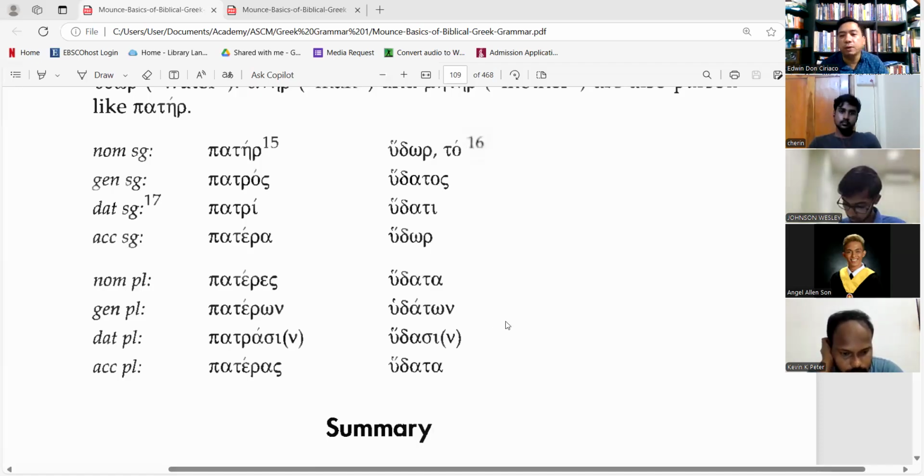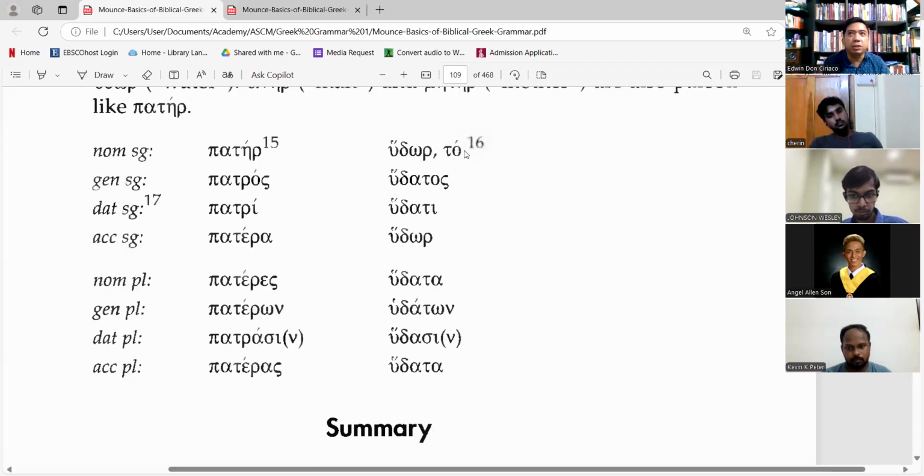And then for the word water, water is hudor, hudor, hudatos, hudati, hudor. So notice that the word is supplied with to. It is to indicate that it is neuter. Okay? So we would supply to in order for us to think that this is a neuter form.